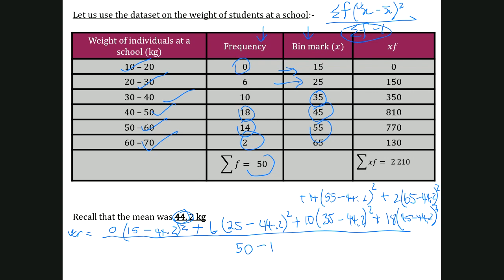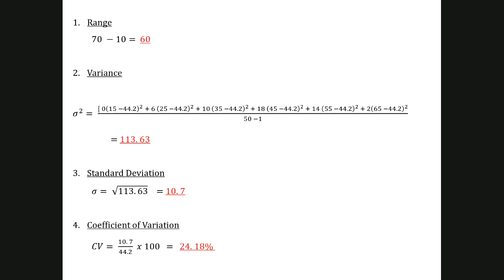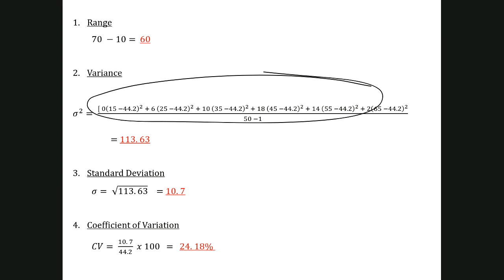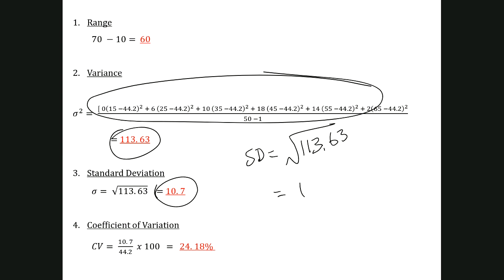You have your numerator, and you know your denominator is 50 minus 1. Here, it's just a matter of calculating it. As you can see on the next slide, exactly as I showed you, the whole working out is here, and that gives you 113.63. Your standard deviation is just the square root of that 113.63, which as you can see here is 10.7. So that's your standard deviation and your variance calculations.